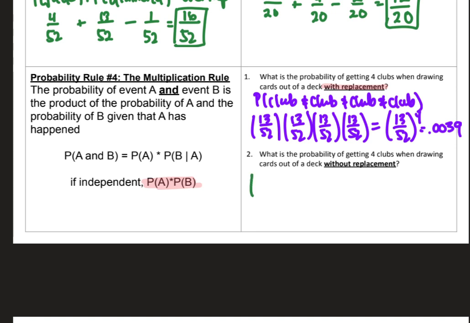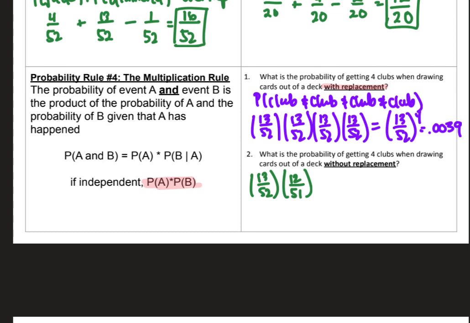On the first draw, it's going to be the same. It's still 13 out of 52. But on the second draw, this is where we're looking here. So it's the probability of A times the probability of B given that A happened. So the probability of picking a club given that we picked a club on the first draw. If we picked a club on the first draw, that means there's only 12 clubs left. And since we didn't put the card back, that's 51.